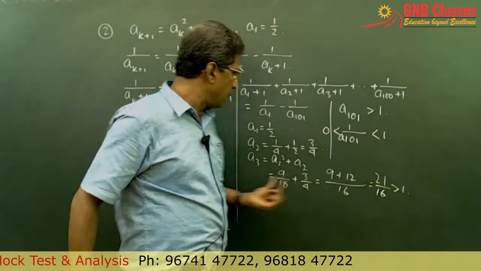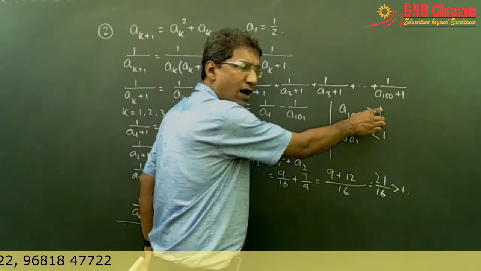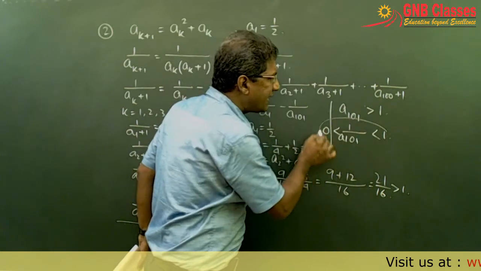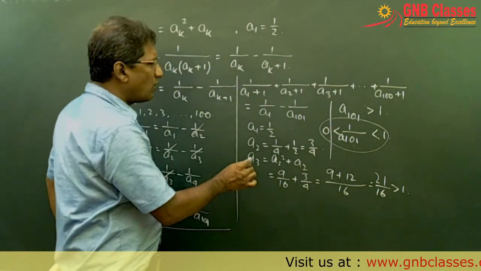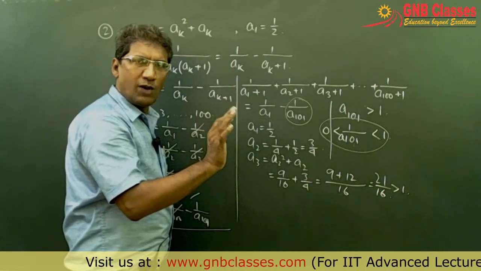Why is it so? Because your a101 is greater than 1. Therefore 1 by a101 will be less than 1. So it is basically a fraction. That is what I want to say, this part is a fraction. Do you accept that? Okay.